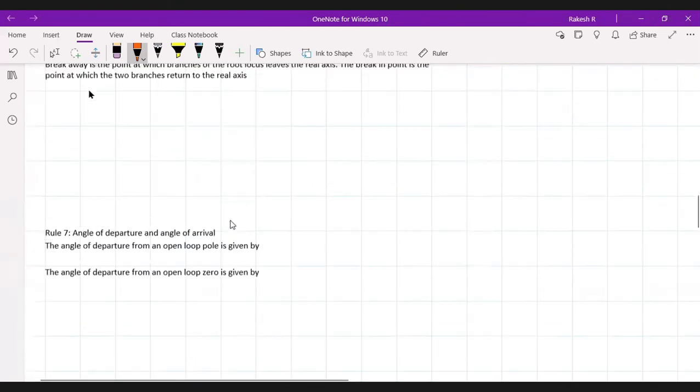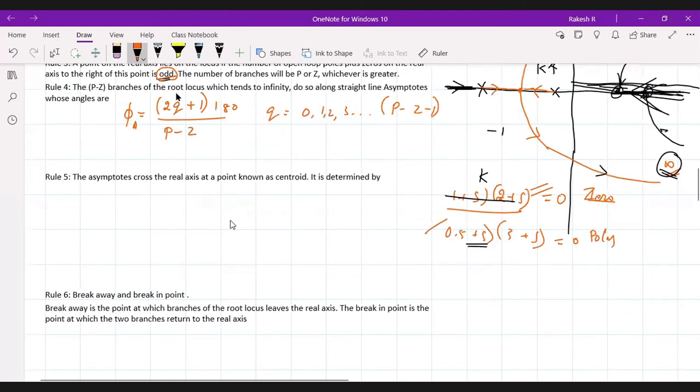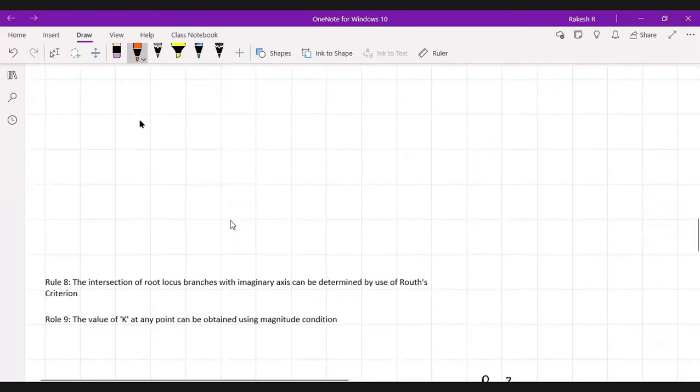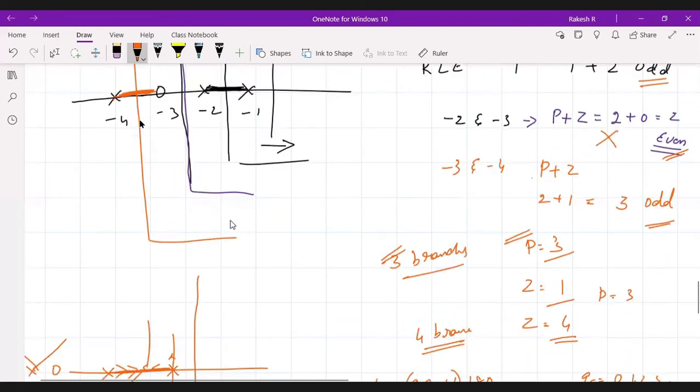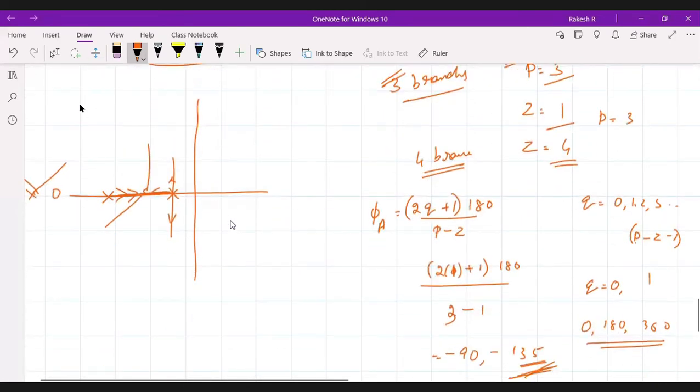That is P minus Z branches of the root locus which tend to infinity do so along straight line asymptotes. So we need to find these asymptote angles. After finding them, you need to draw that asymptote angle here. In some cases you will get 45, 135, like some values. You need to draw those values, 45, 135, like this, with respect to some point.